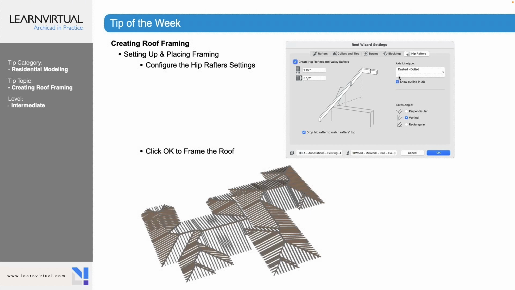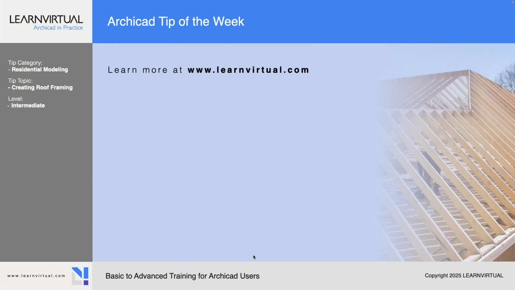And then finally, set the hip rafters as well in here in terms of how those would appear, their size, the line type for those, again, whether perpendicular, vertical, or rectangular at the edge, and drop hip rafter to match rafter's top, etc. And then once you've got all that defined, it automatically goes and creates your roof framing, which is a really great, easy thing to do, again, using the roof framing tool. So that is the tip of the week.